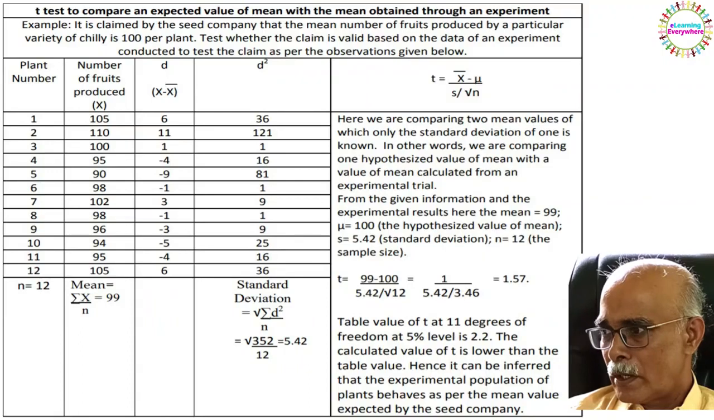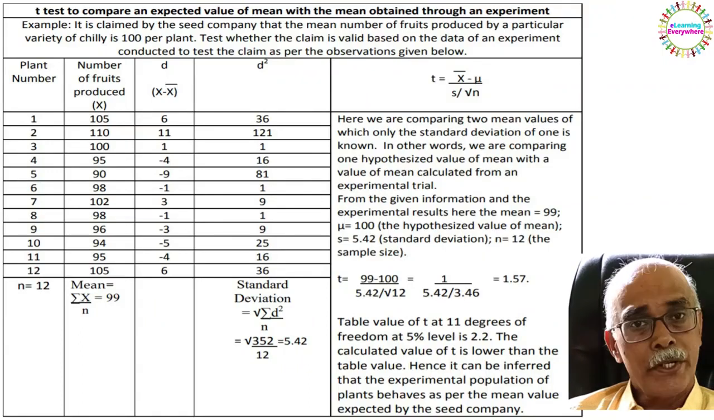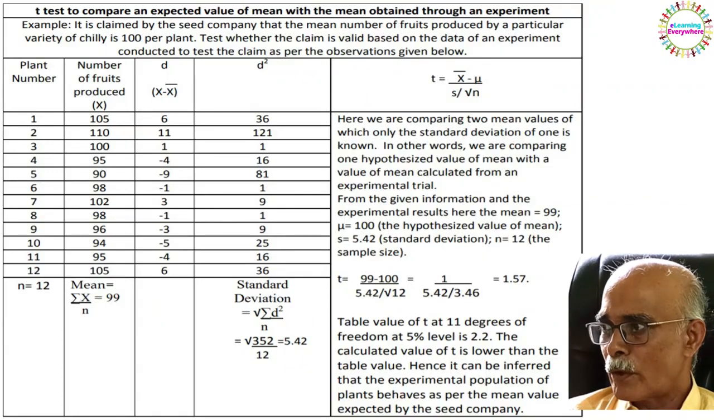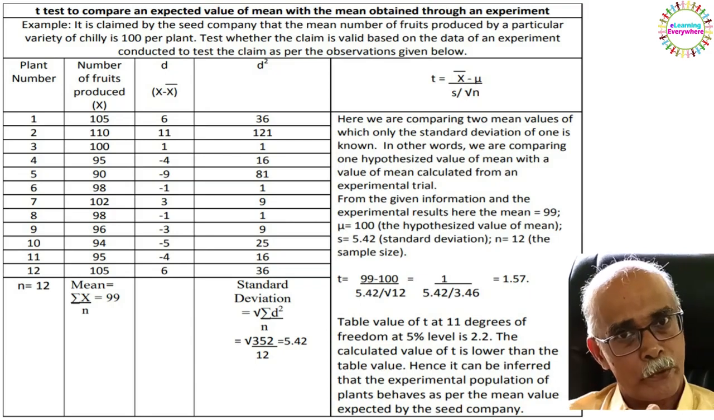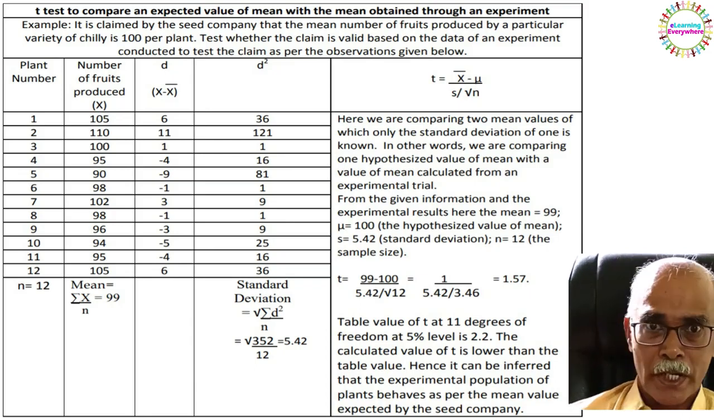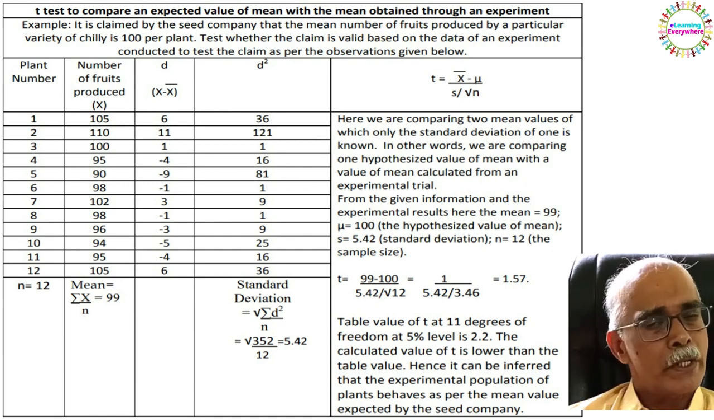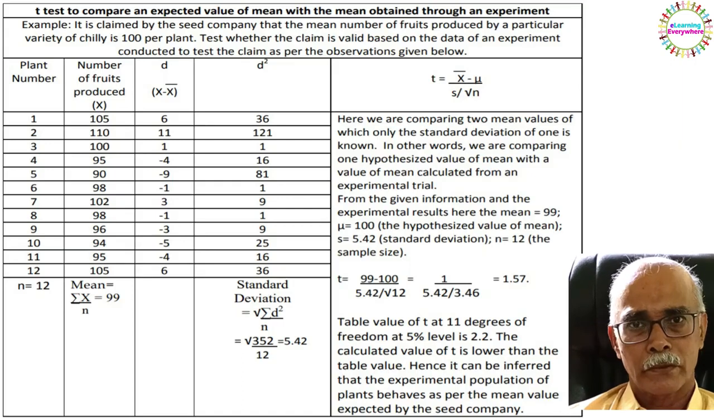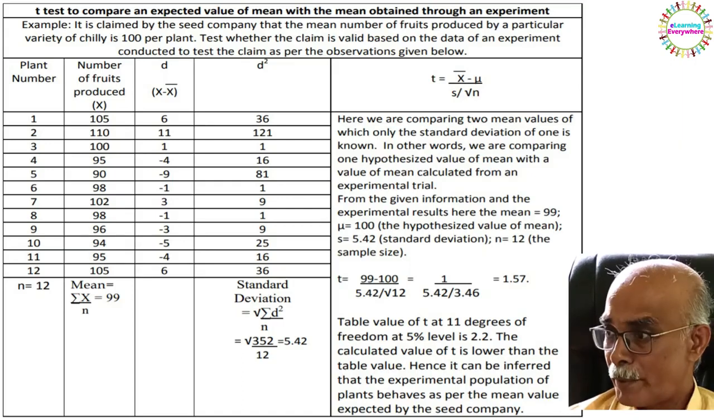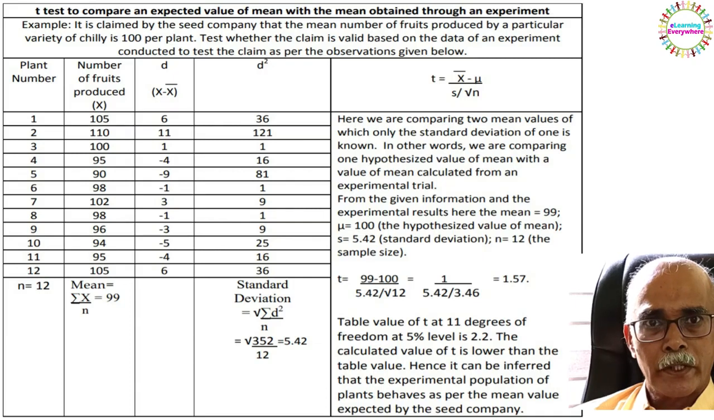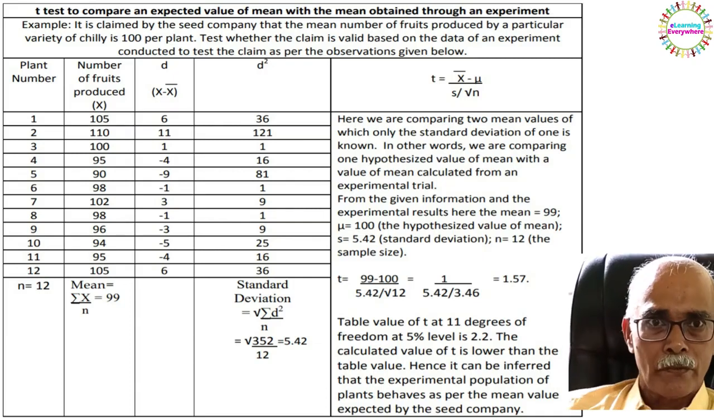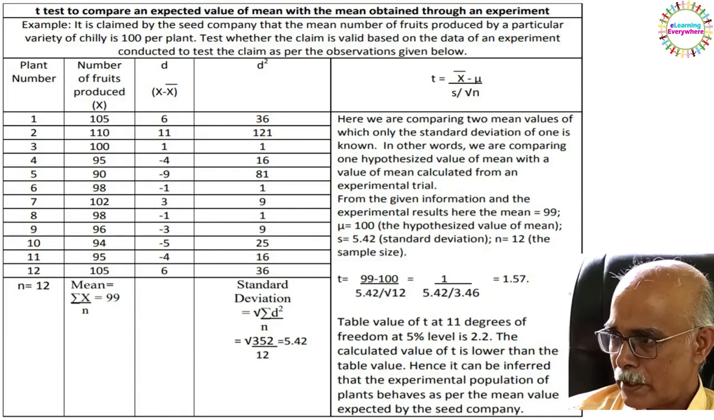Now we are going to see an example of t-test to compare an expected value of mean with the mean obtained through an experiment. There are two mean values. One is an expected value, a hypothesized value, and the second mean has been obtained through an experiment. And you can compare them. And you can give the problem like this. It is given in the slide.